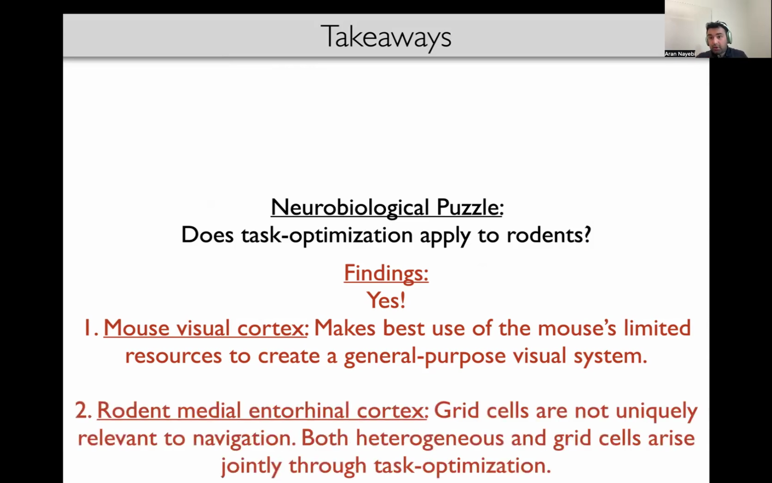And furthermore, going from a sensory area to a non-sensory area in the domain of navigation, by using this task optimized approach, we find that grid cells aren't uniquely relevant to navigation. And in fact, both heterogeneous cells and grid cells arise jointly through task optimization.